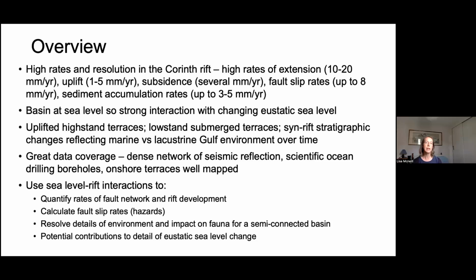So we can use those sea level rift interactions to quantify rates of fault network and rift development, and I'll explain a bit how we do that. We can calculate fault slip rates and therefore help with hazard assessment. We can also resolve details of the paleo environment and the impact on fauna for a semi-connected basin through time. And potentially we can also make contributions to the detail of global eustatic sea level change, which is maybe unexpected.